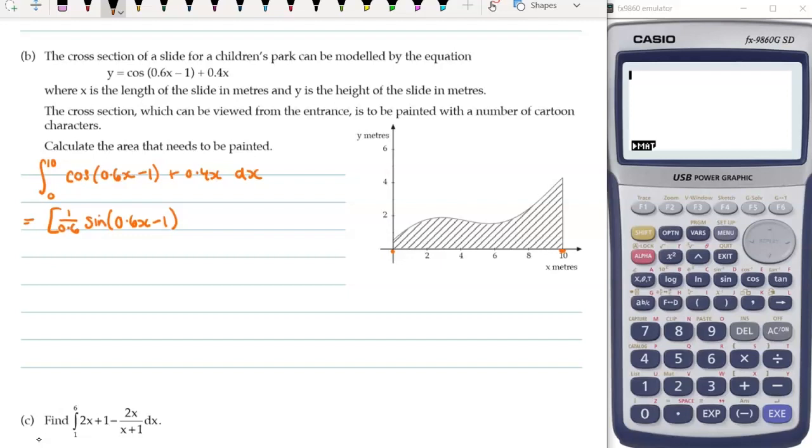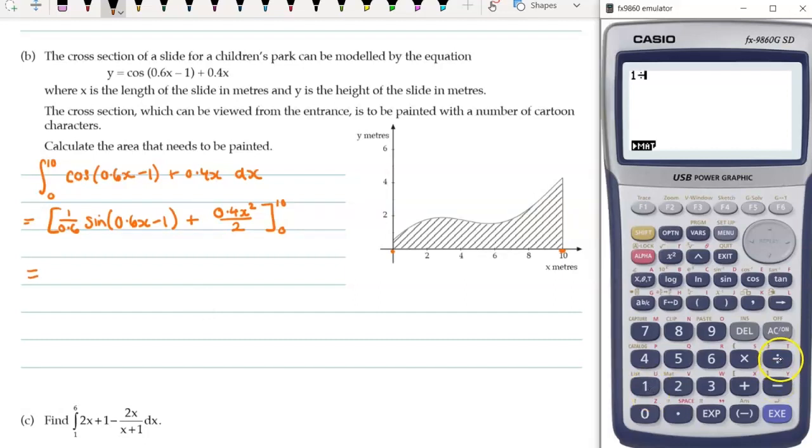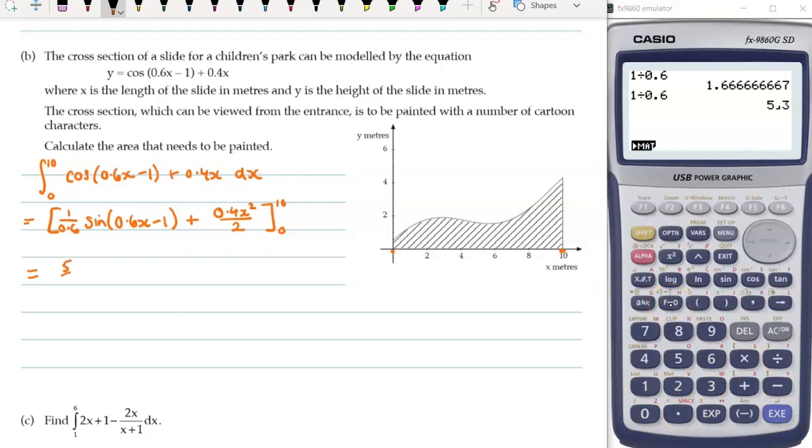And then 0.4x integrated becomes 0.4x squared divided by 2. And we're going to enter 0 and 10. So now we'll have, if I do 1 divided by 0.6, oops, I meant to press the other button. There we go. Let me just get back to where we were. Hang on, 1 divided by 0.6. Right, as a fraction, that's 5 over 3. I find that a little easier to deal with.